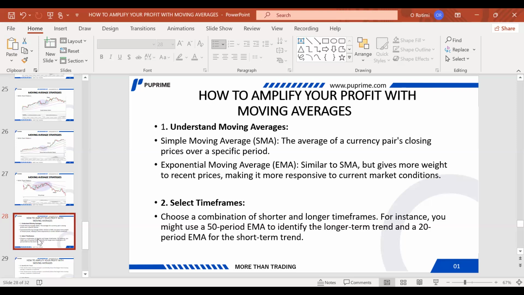Choose a combination of shorter and longer time frames. For instance, you might use a 50-period EMA to identify the longer term trend and a 20-period EMA for the short-term trend. And that's why you see that in the example I gave you, there were multiple moving averages. I told you that was 5 EMA, 10, 20, 50, 100, 200. So it's a combination of the shorter term moving average and the longer term moving average to give us a better view of the direction of the trend of the market.